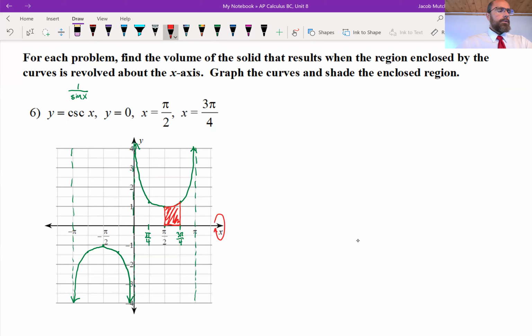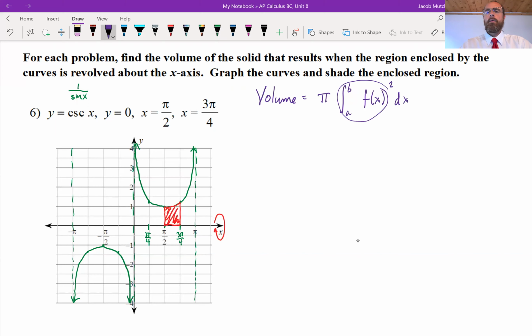So to do that, we're going to use the same setup as we did on our first example. So just to remind, that's volume equals pi. Again, because we're really thinking pi r squared, we're considering that these are radii that we're revolving around the x-axis. And again, the radius is determined by the function. So we're going to integrate from a to b of f of x squared because it's pi r squared dx. So we'll set up for our specific example here.